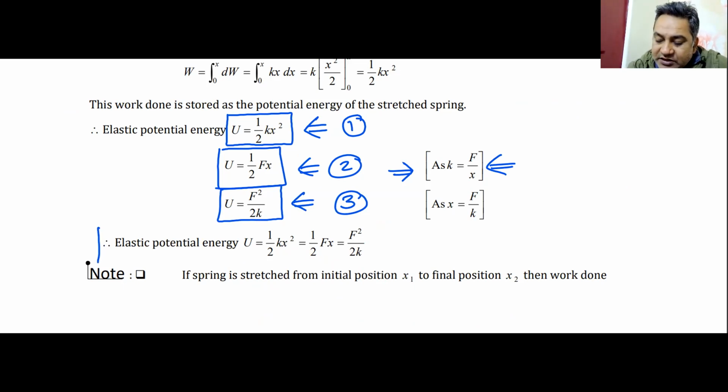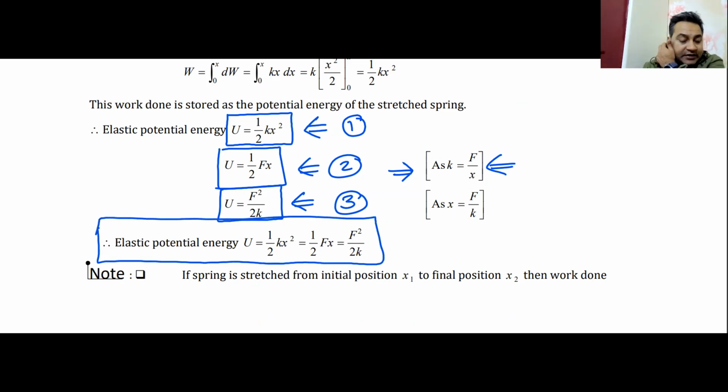So elastic potential energy, or spring potential energy stored in a spring, can be written in these three ways. You can take your pick which way you like. I like half kx squared. I don't know why, but I like this half kx squared, gentlemen. It is easier to remember. You can also remember half fx, or F squared by 2k, your choice, your wish, nothing else. So these are the formulas for energy. I'll give you a minute to note them down.